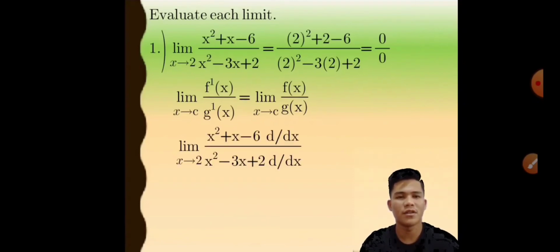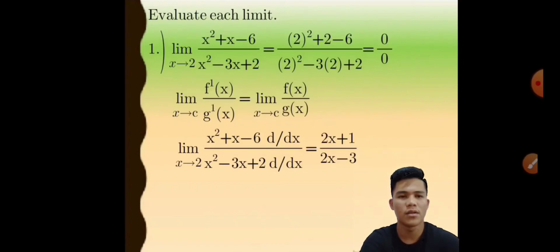So we take the derivative of each term, so we have x squared plus x minus 6 and x squared minus 3x plus 2. So we derive each. The derivative of x squared plus x minus 6 is 2x plus 1, and also 2x minus 3 for the denominator.